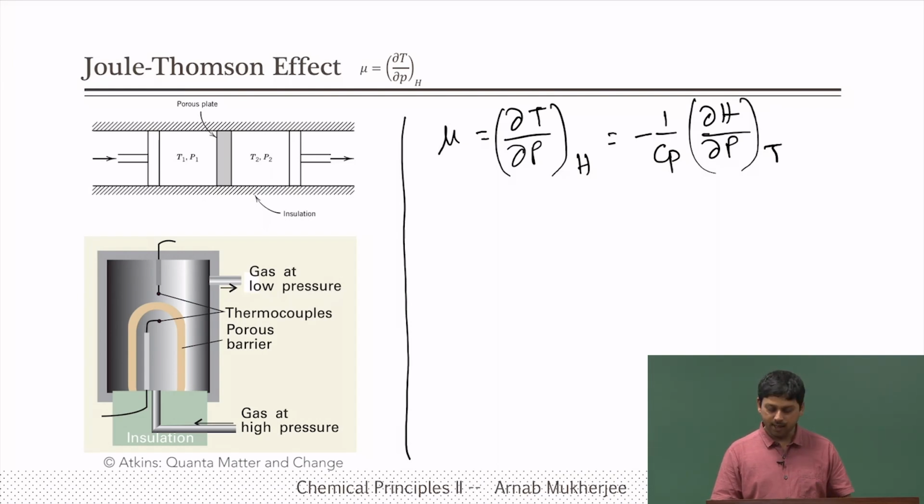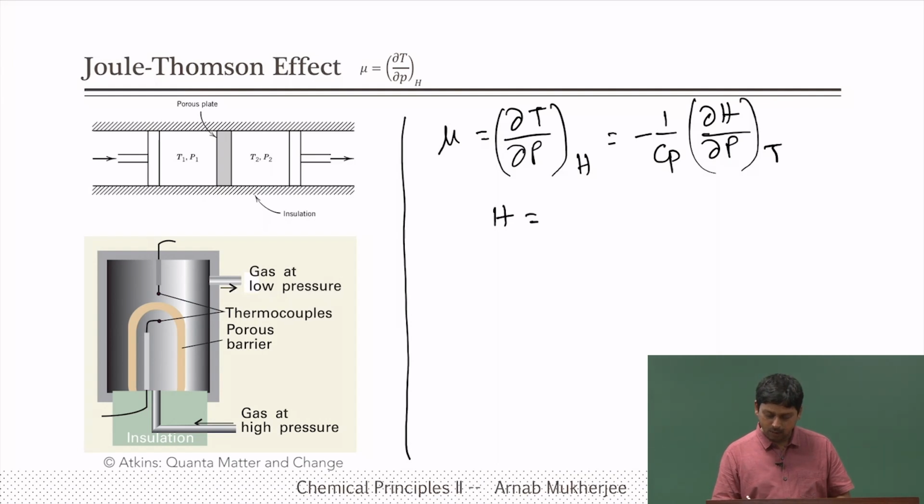How do you calculate that for an ideal gas? Can you tell me how to do that? Because Cp is certainly not going to be 0, it is a positive value for an ideal gas, and you already know that Cp value for an ideal gas. Cp is Cv plus R, Cv is 3 by 2 R, so Cp is 5 by 2 R. So, we have to calculate del H by del P at a constant T, right.